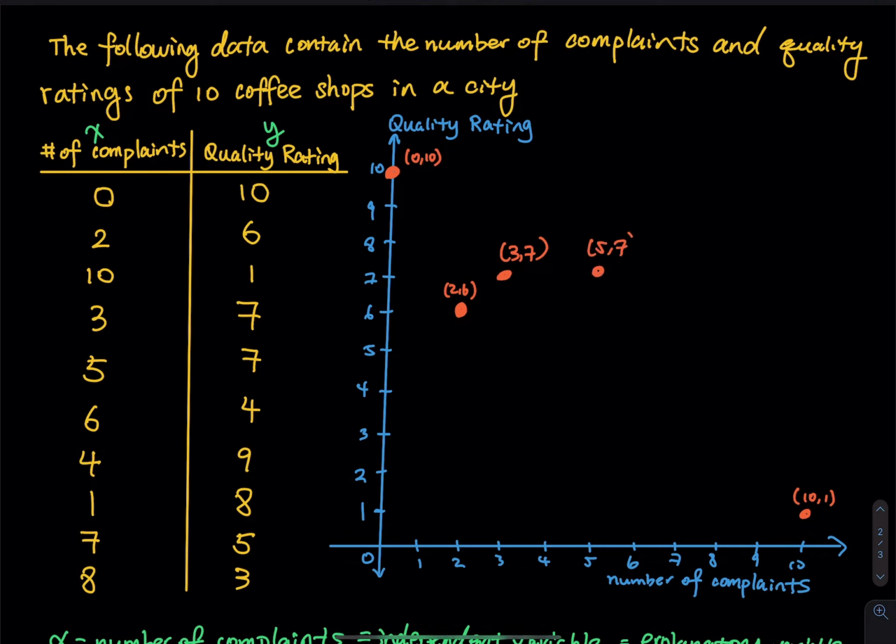5, 7. And then the next one, complaint is equal to 6, rating is equal to 4. So complaint is equal to 6, rating is equal to 4 right there. So this is 6, 4. And then the next one, complaint is 4, rating is 9. So you start at horizontal X equal to 4, and then you go up to 9 right there.